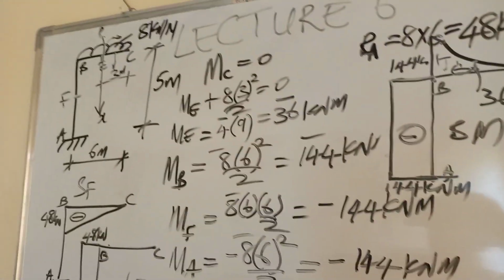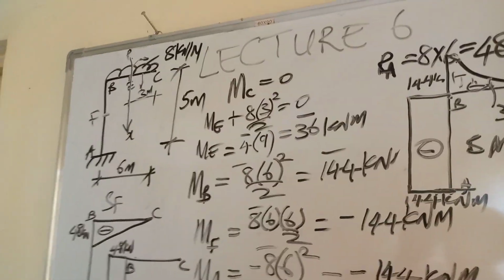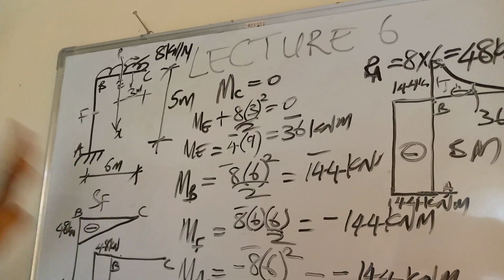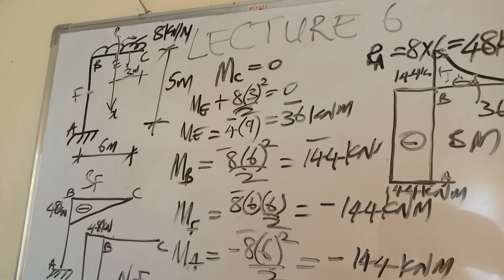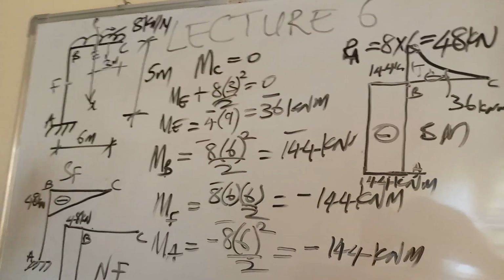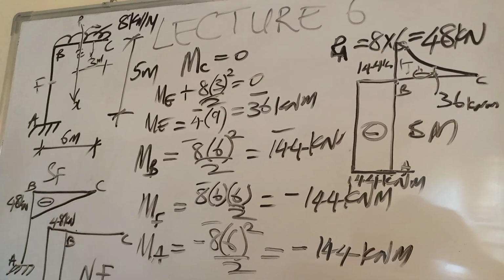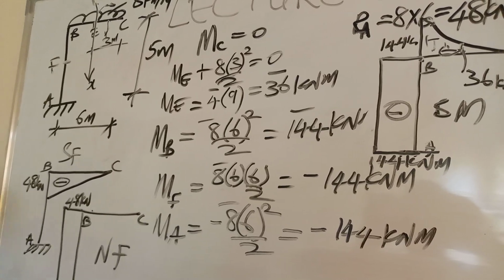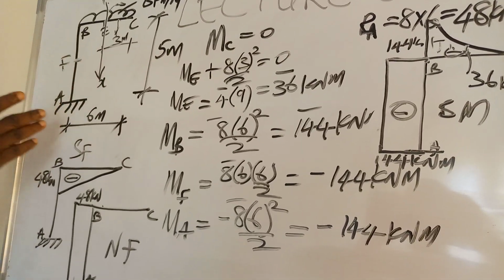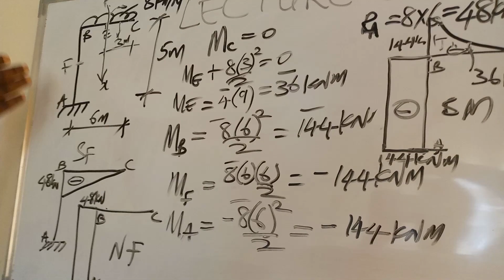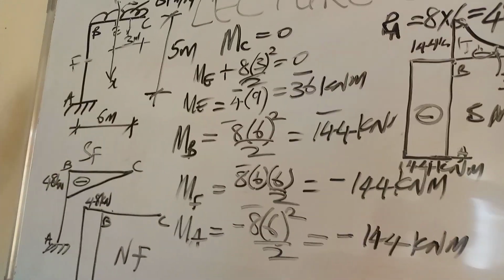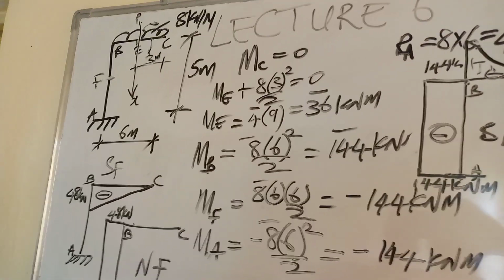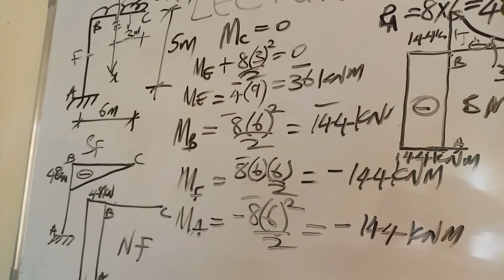So we have analyzed this frame and got all the stresses needed for this frame to be designed. That is exactly how to get the reaction, the bending moment, the shear force, and the normal force. There is no normal force in BC. There's normal force in AB. So that is that. Thank you very much. That's the end of this.